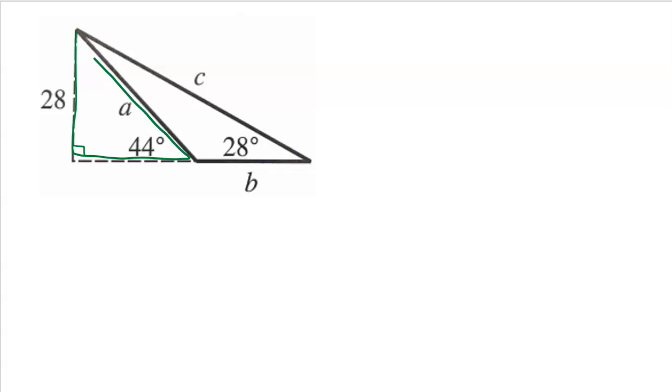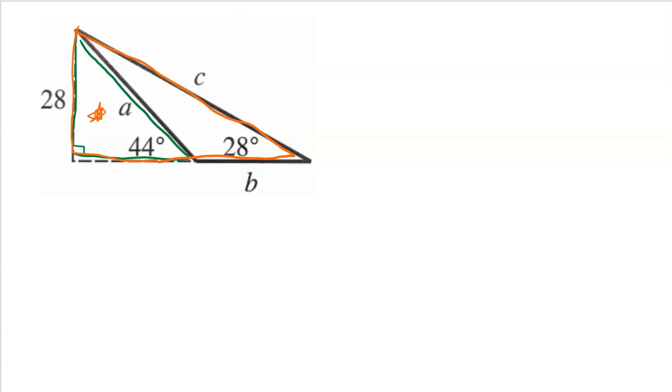That's a 44-degree angle, and the opposite of 44 degrees is 28. And then in orange, I will highlight the big triangle that has an angle of 28 degrees. And again, opposite of that 28 degrees is 28 as a side length as well. All right, so here I go. So let's look at the small triangle first. I can find A using this small triangle right here.